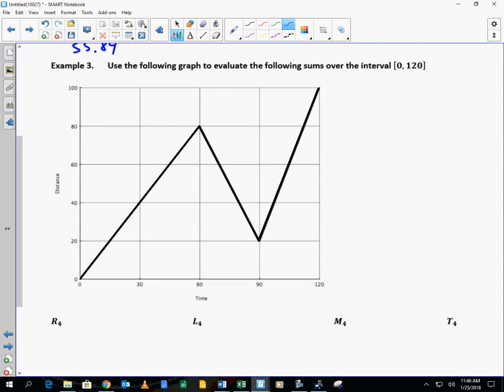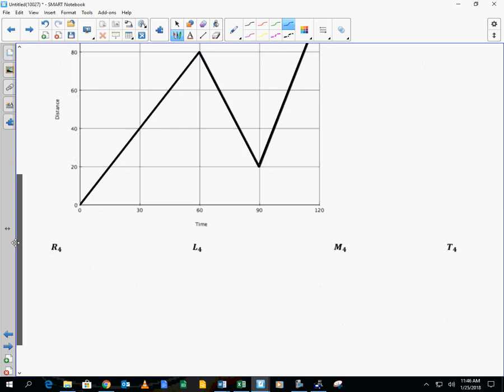Okay, so we got two more examples. This one, we're going to do a graph. Okay, so we're going to look at the picture we have here. And it says, use the following graph to evaluate the sums over the intervals 0 to 120. And so I got from 0 to 120, and I'm going to do 4 rectangles. So what's going to be the width of each one? 30. So R sub 4, where would I start by evaluating the first one?